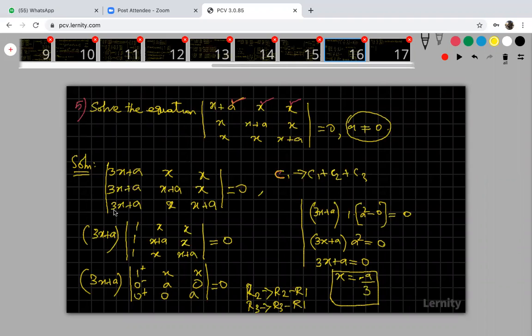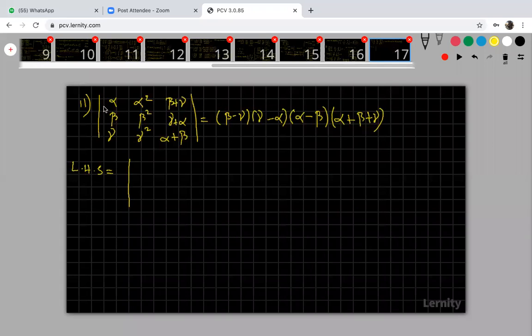3x plus a is common, so you can take it outside. But here it is not like that. When you add this, I'm getting one value. When I add this, I'm getting a different value. When I'm adding these three, I'm getting a different value.